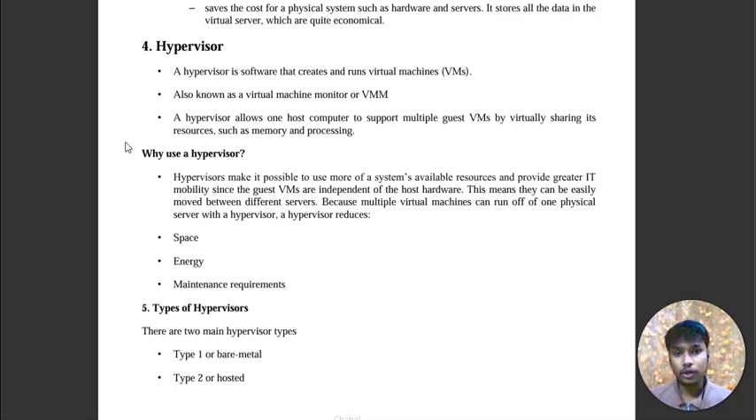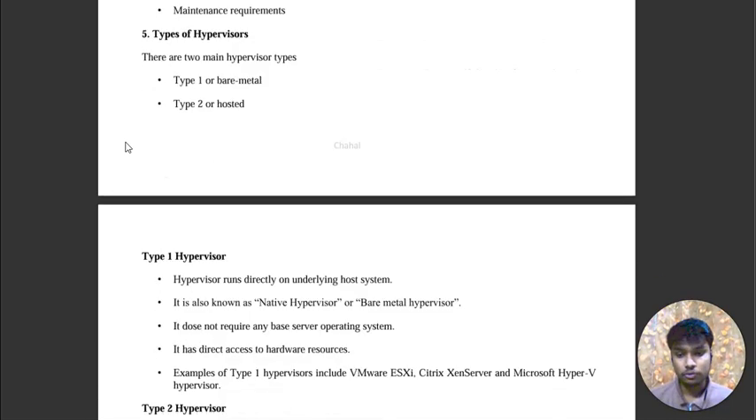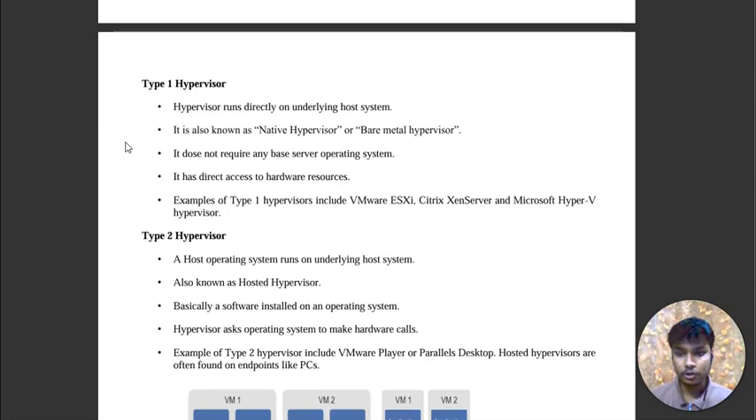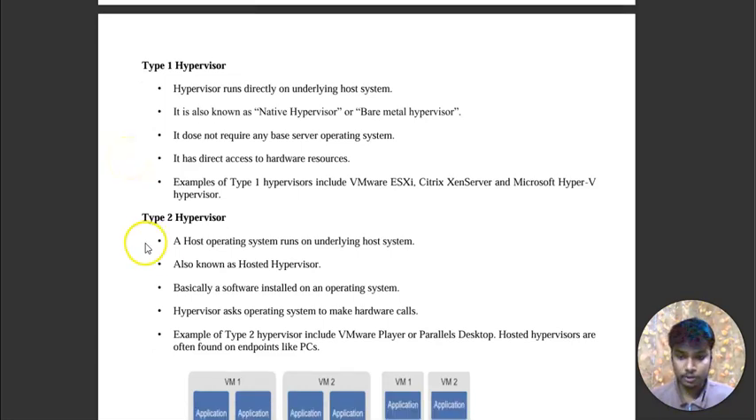There are mainly two types of hypervisors: type 1 hypervisors and type 2 hypervisors. Talking about the types of hypervisor, the type 1 hypervisor is also known as native hypervisor, or we can say bare metal hypervisor, and type 2 hypervisor is also known as hosted hypervisor.